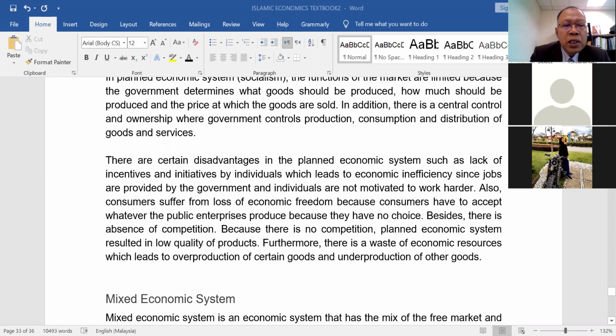Also, consumers suffer from loss of economic freedom because consumers have to accept whatever the government or the public enterprises produce, because consumers have no choice. Also, there is an absence of competition. All the goods and services are produced by public enterprises. Because there is no competition, planned economic system resulted in low quality of products. Furthermore, there is a waste of economic resources which leads to overproduction of certain goods, certain goods in surplus, and underproduction of other goods. Certain goods are lacking. There is a shortage of certain goods.